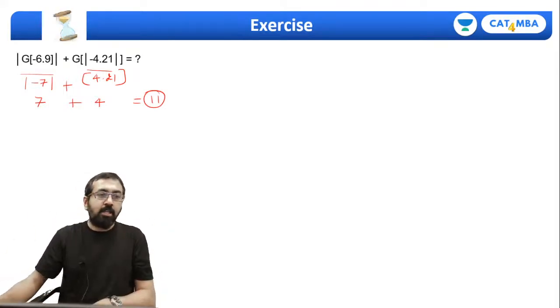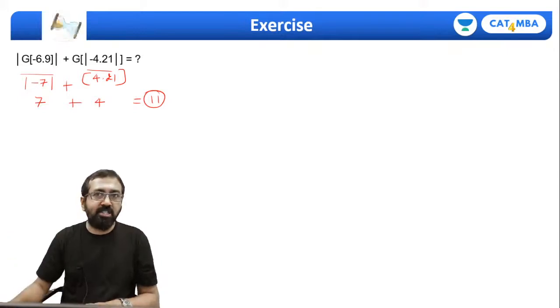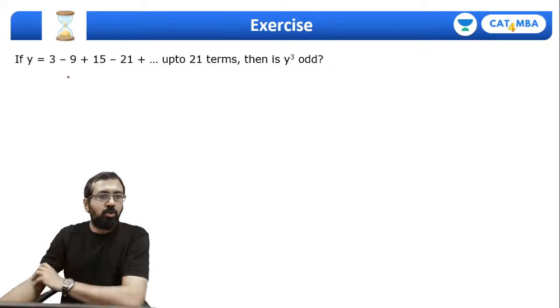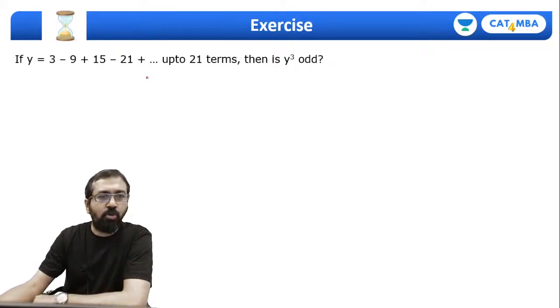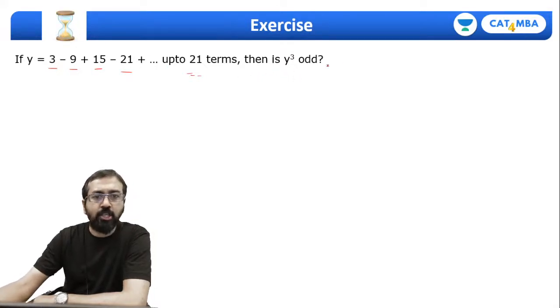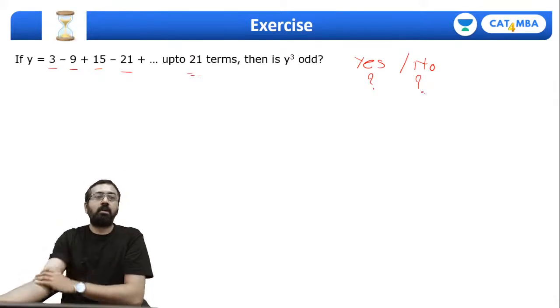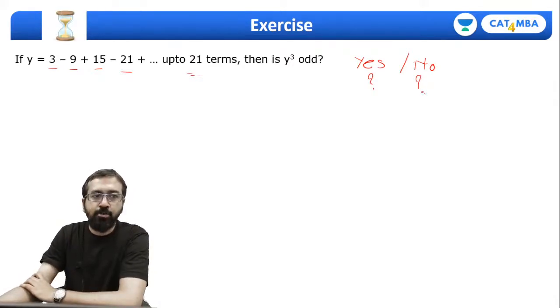Okay. Now we are going to take some different questions related to numbers only. This is a simple question related to odd even numbers. You are given that y equals 3 minus 9 plus 15 minus 21, and so on. There are going to be total 21 terms. This is the value of y. So is y cube odd? Yes or no? Please type in the chat box. What is your answer? Is y cube going to be odd, or is it going to be even?